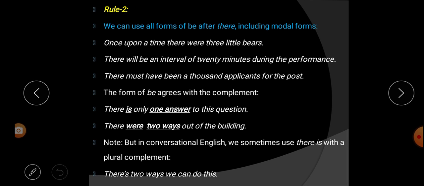So I hope all of you understood rule number 2. What is rule number 2? That means we can use all kinds of be forms, that means is, am, are, was, were, being, been, and modal verbs after introductory there.